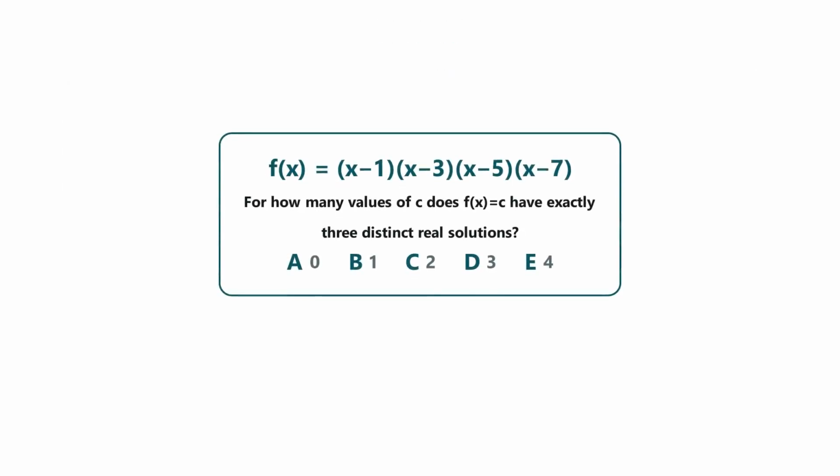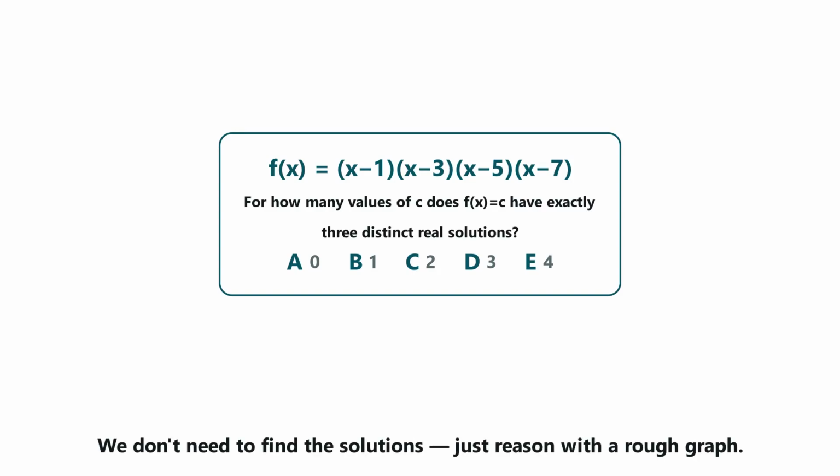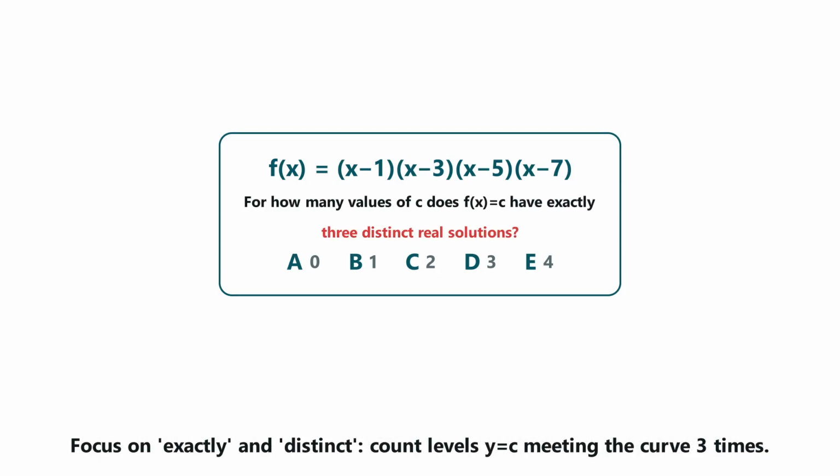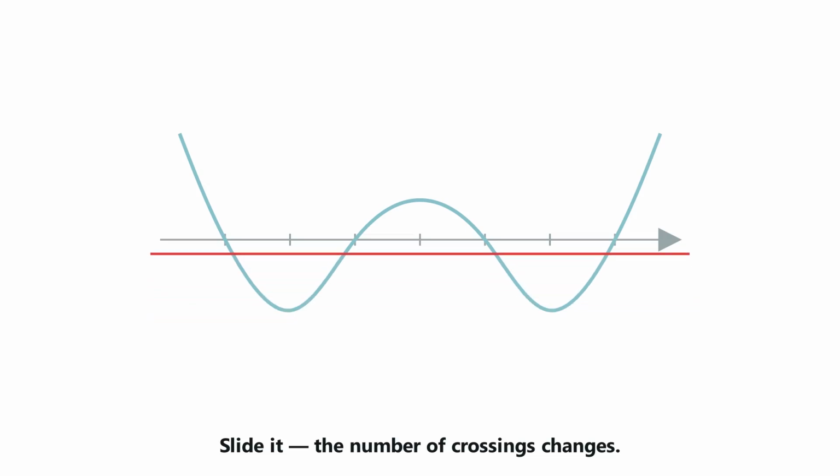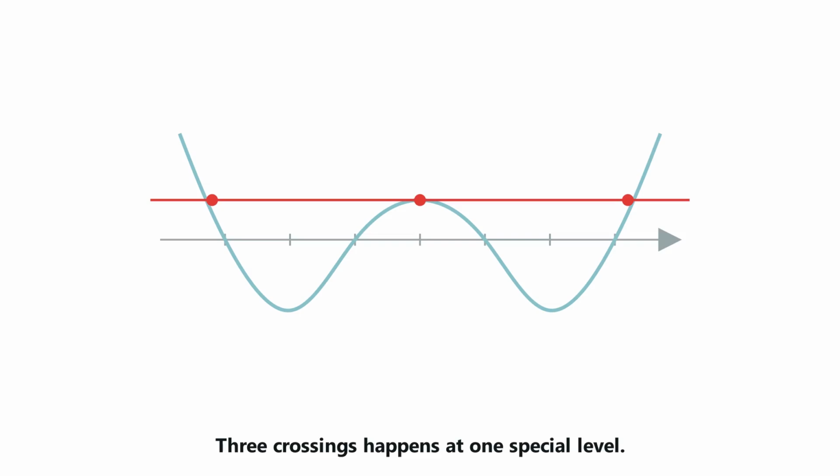Right, so this question asks, for how many values of C does f(x) equal C have 3 distinct solutions? In this question, we do not need to specifically find these solutions, but apply reasoning, where it's often best to rough out a graph to help visualize this problem first. The key here is to focus on the words exactly and distinct. That means we are counting how many horizontal levels y equals C, so any arbitrary horizontal line, does it meet the graph f(x) in exactly 3 different places.